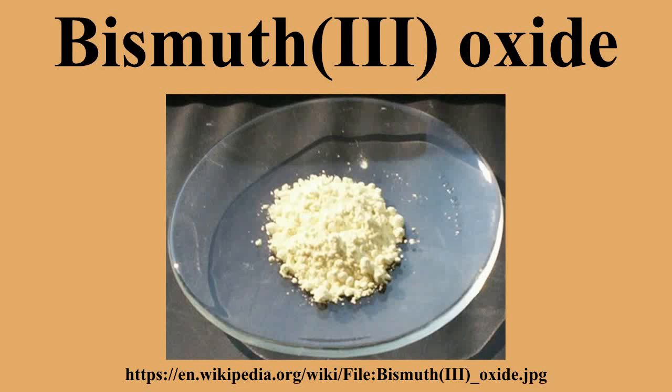The room temperature alpha phase has a complex structure with layers of oxygen atoms with layers of bismuth atoms between them. The bismuth atoms are in 2 different environments which can be described as distorted 6 and 5 coordinate respectively. Beta bismuth trioxide has a structure related to fluorite.